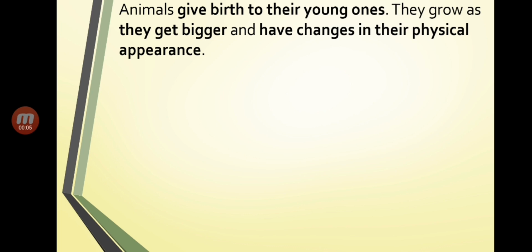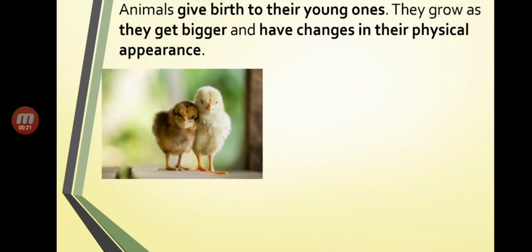Animals give birth to their young ones. They grow as they get bigger and have changes in their physical appearance. I will show you here pictures of animals. The first animal is, what's this? It's chicks. Yes, they are chicks. Chicks are an example of an animal that gives birth to young ones, and when they grow, they get bigger and change their physical appearance.